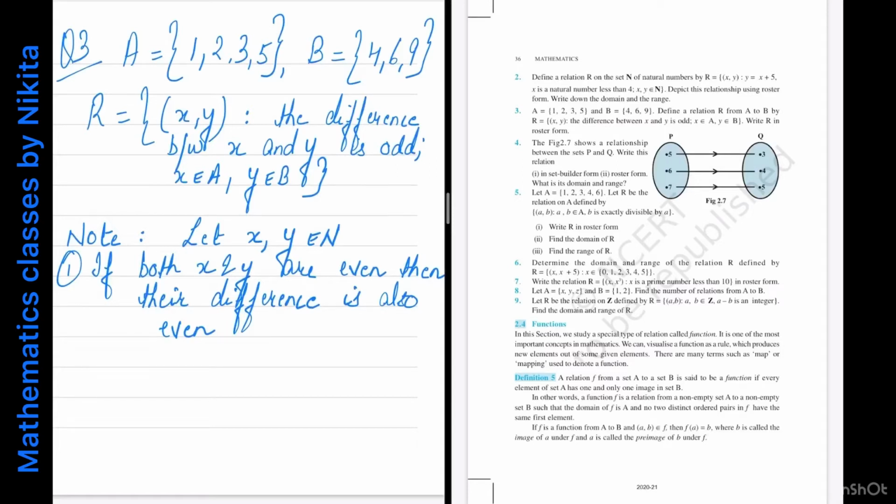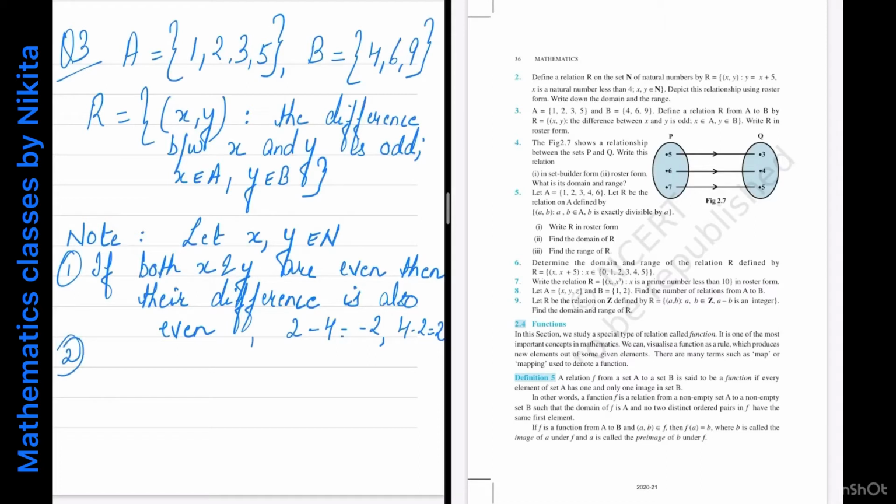For example, I let x to be 2 and y to be 4. 2 minus 4 is minus 2. 4 minus 2 is 2. So you take any two even numbers, their difference is always an even number.